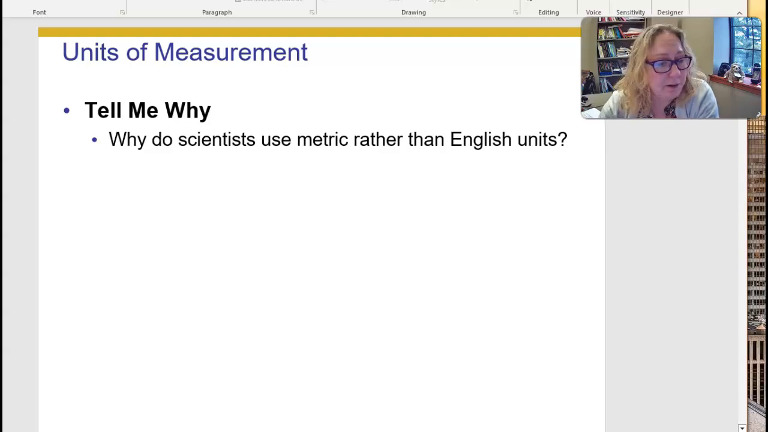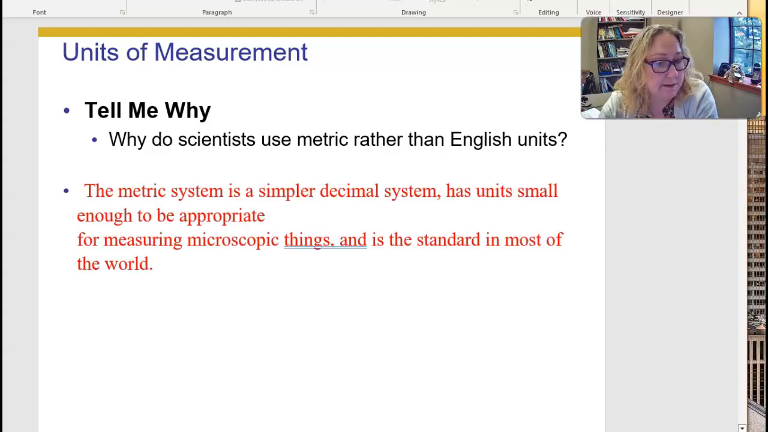Why do we measure things in the metric? Because it just makes more sense. And honestly, our system makes 0 sense anyway. It's just simpler to do literally everything.